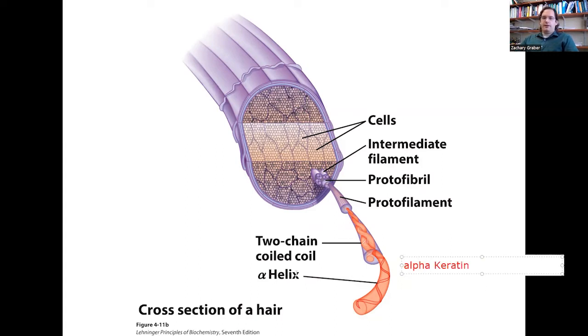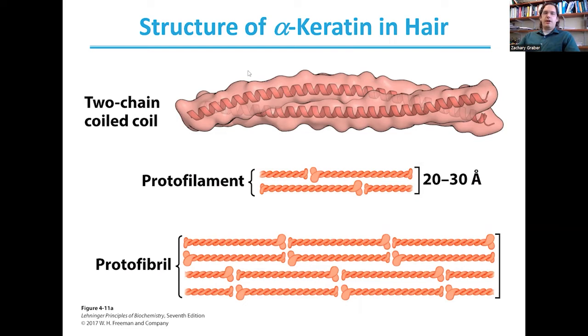You'll notice it does have an alpha helical component, which we'll take a closer look at here. So here's the structure of our individual alpha-keratin protein. Alpha-keratin adopts almost entirely an alpha helical structure. So notice, of course, our typical alpha helix ribbon shown here.